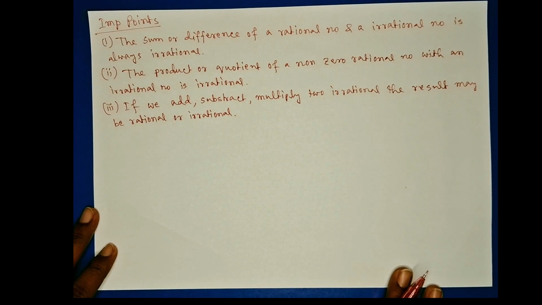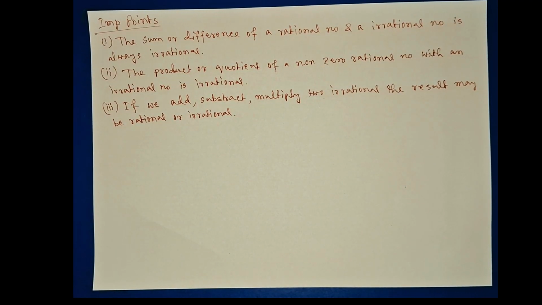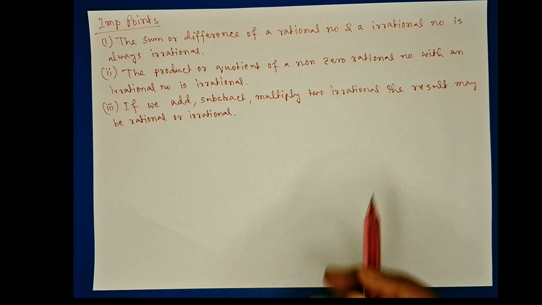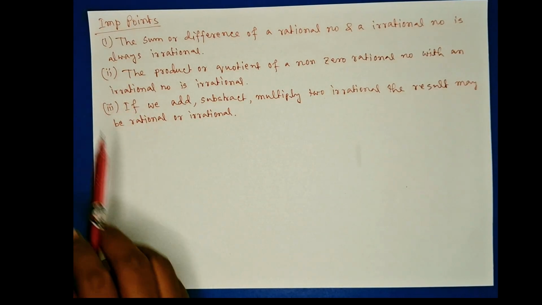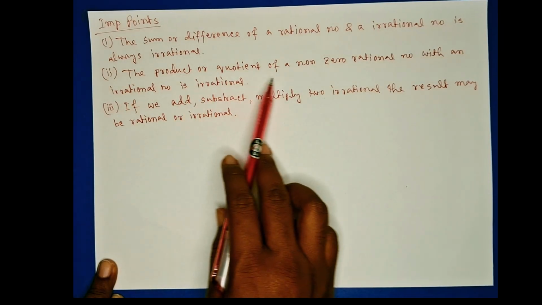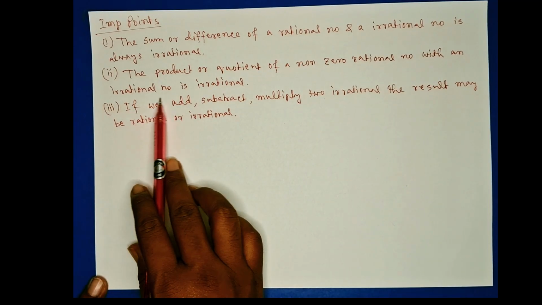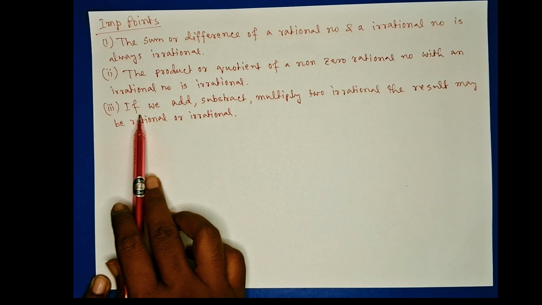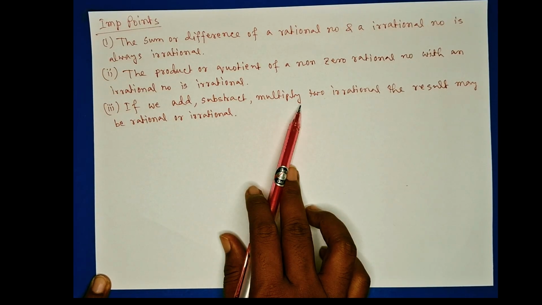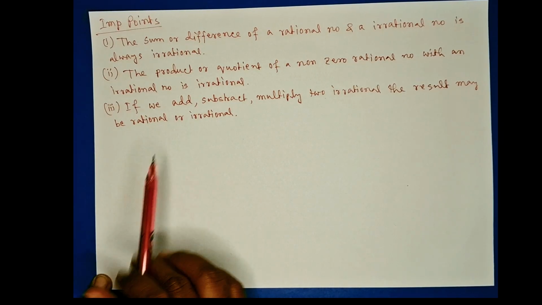So three important points are there. The first is the sum or difference of a rational number and an irrational number is always irrational. The second one is the product or quotient of a non-zero rational number with an irrational number is irrational. The third one is if we add, subtract, multiply two irrationals, the result may be rational or irrational.